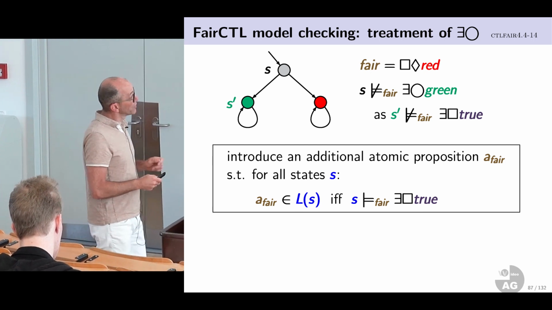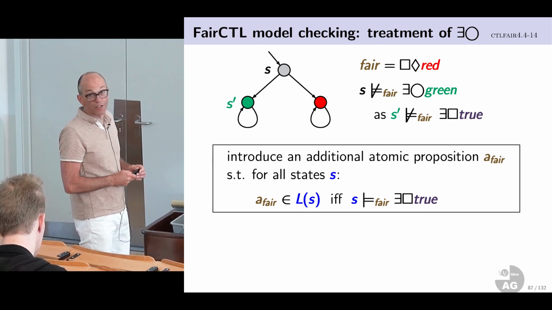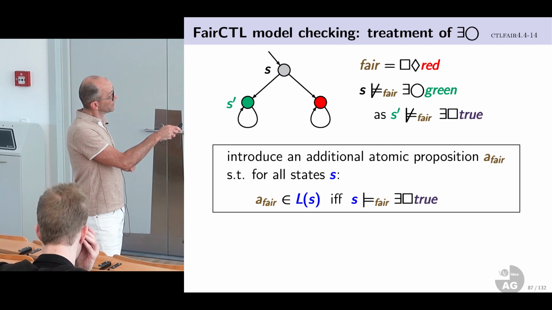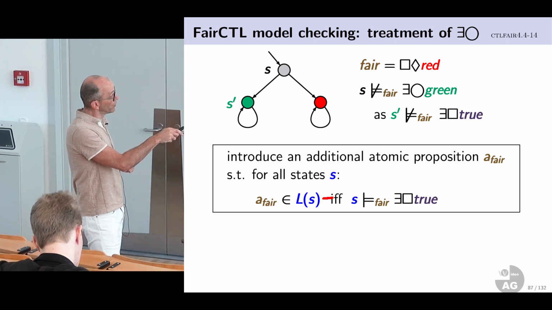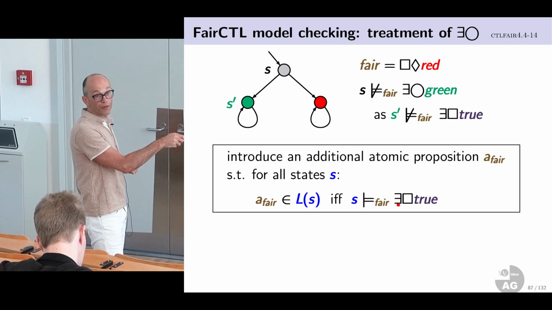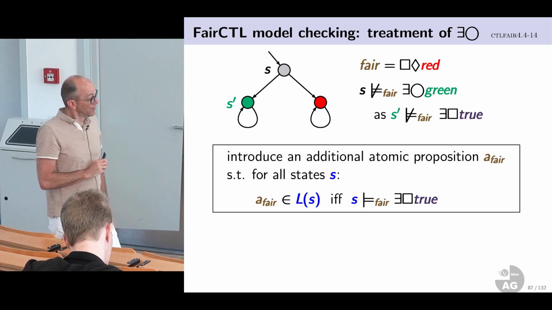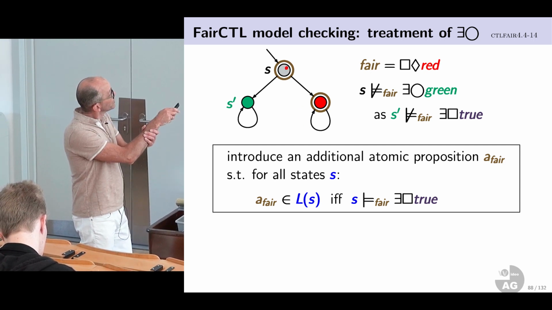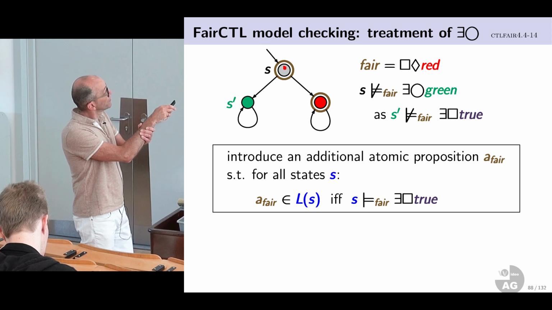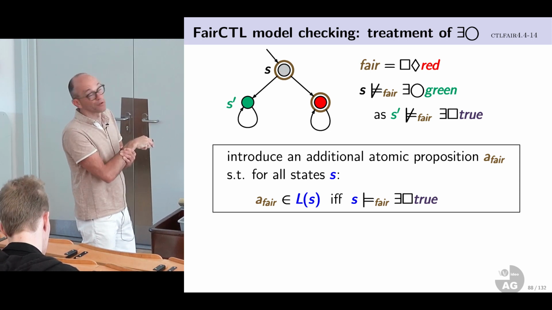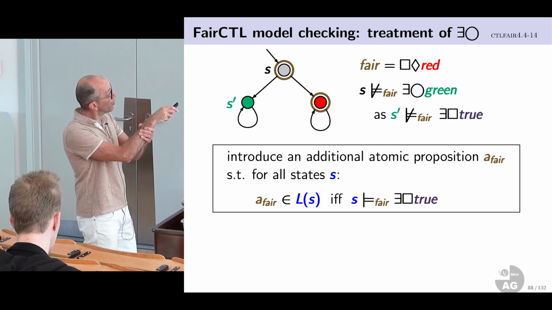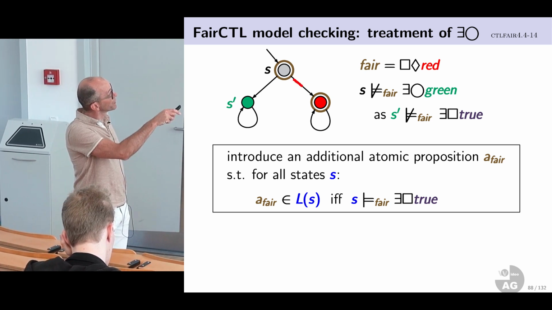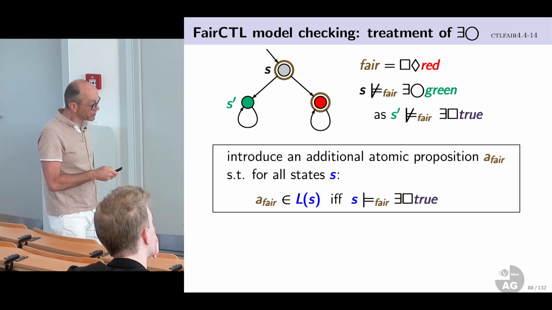So we're going to introduce an additional atomic proposition, A fair, for all the states. And we're going to say that the state will be labeled with this special atomic proposition if and only if in that state at least one fair computation will start. Good. And that means that in our example, these two states are fair because starting from this state, there is at least one fair path, namely the one going to the right. And from that state, this state is fair because the only path starting here is fair. That means we're going to label these two states with this new atomic proposition, which is indicated by this brown circle in that state.